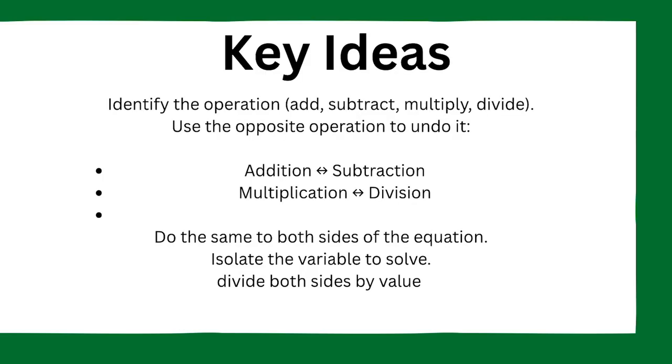Now, some key ideas when solving two-step equations like we've done in the last 3 examples is that you're going to want to identify the operation, which would be addition, subtraction, multiplication, or division. You're going to use the opposite operation to undo it. So you're basically undoing the equation to solve for that isolated variable. And I provided a chart of how it goes vice versa and how to do the opposite operation. And then once you do that, you're going to do the same to both sides of the equation. You're going to isolate the variable to solve, and you're going to divide both sides by that value.